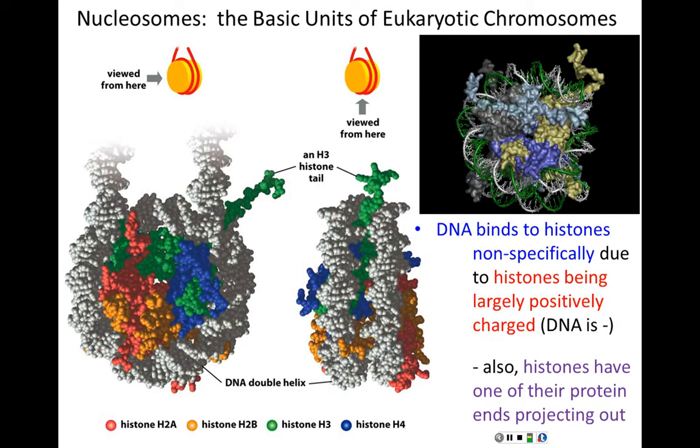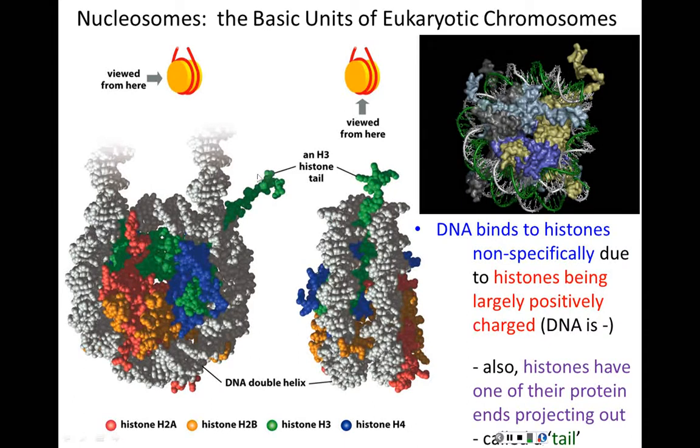Also, I'll come back to this in a little bit, but I do want you to notice that we have these protein ends projecting out of the histone cores themselves. Each of the 4 histone proteins has its own protein end that projects out from the histone proper. These are called histone tails. I'm not going to go into them now, but I'm planting the seed because we're going to come back to those later on in the lecture. They're just parts of the histone proteins, the end of that amino acid chain that sticks out of the nucleosome itself.